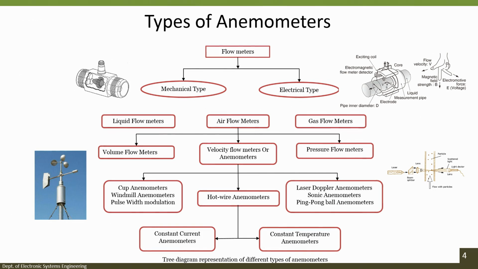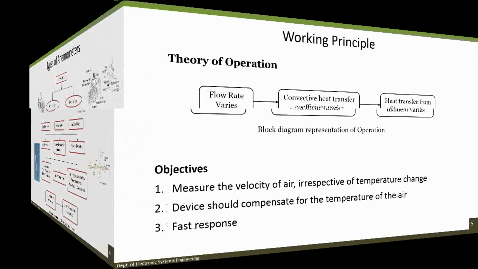Now, if you want to understand the kinds of anemometers, then we have cup anemometers, windmill anemometers, pulse width modulation based anemometers, then we have hot wire anemometers, and then finally we have laser Doppler anemometers, or we can also have a sonic anemometer, or ping pong ball anemometers. If you further divide hot wire anemometers, then we have constant current anemometers, while we also have constant temperature anemometers, right. So, this particular diagram is extremely important to understand the different types of anemometers.